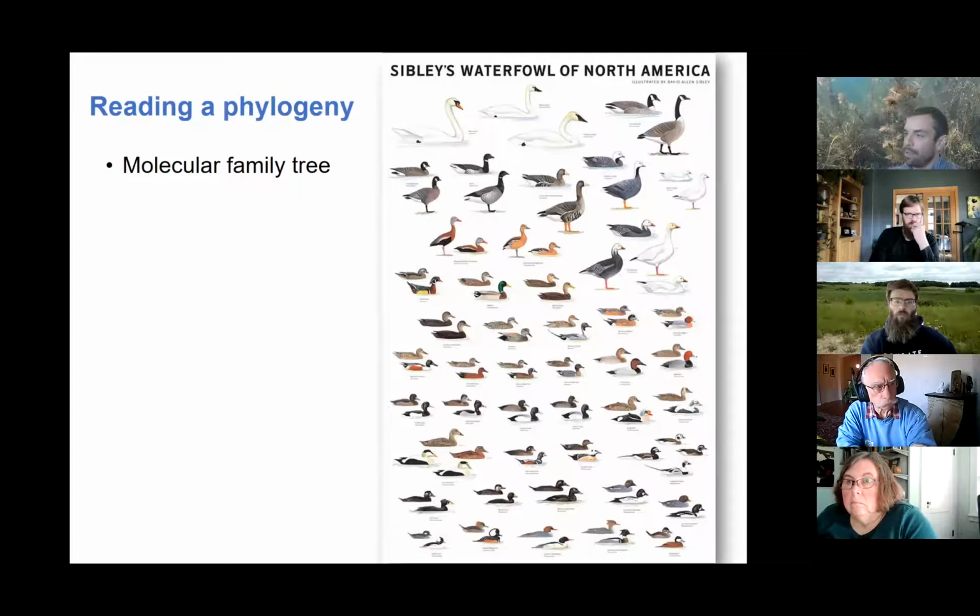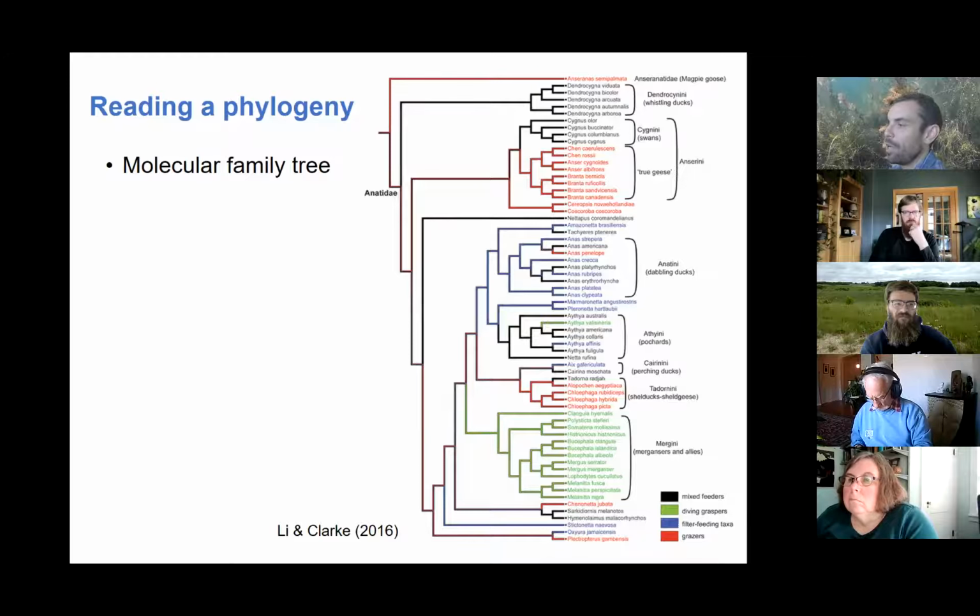And so before I dive into the tree that I built, I just want to describe a little bit more about what a phylogeny is and how to read one. And I think of it as essentially a molecular family tree. And I should say at this point, I'm a plant ecologist, not an evolutionary biologist. So with that caveat in mind, I'll proceed. And I thought the waterfowl would be a relatable example for a lot of people. So here is a phylogeny of waterfowl by Lee and Clark.